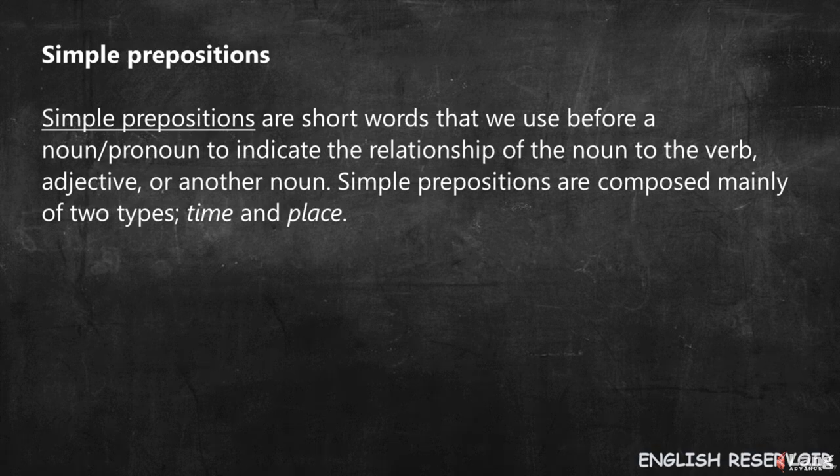Simple prepositions. Simple prepositions are short words that we use before a noun or pronoun to indicate the relationship of the noun to the verb, adjective, or another noun. Simple prepositions are composed mainly of two types, time and place.